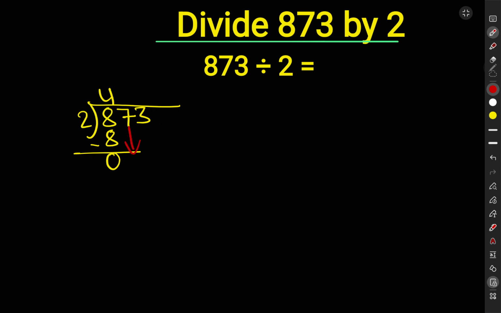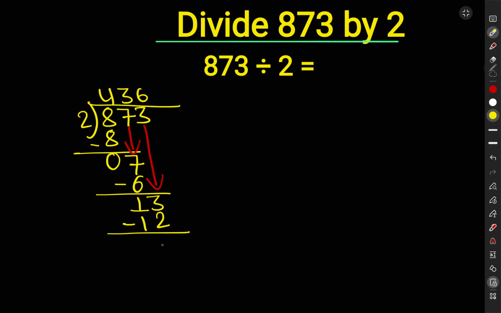So now we put down this 7 and 2 times 3 is 6. On subtracting we get 1. So again we put down this 3 and it is 13. So 2 times 6 is 12. On subtracting we get 1.